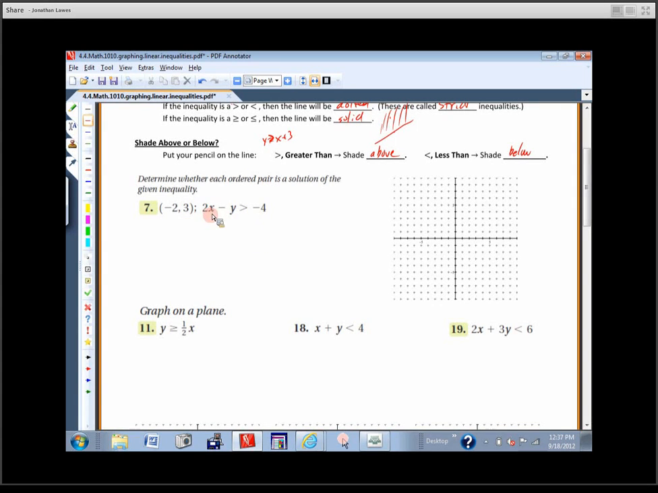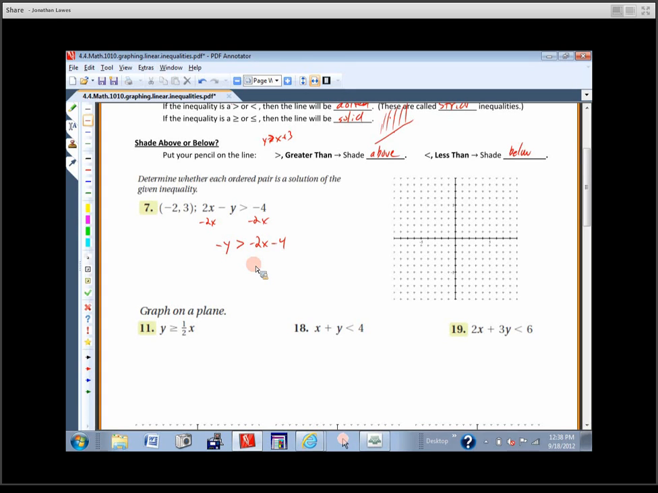So I'm going to take this, and there are a couple different ways that I could do this. If I move the 2x to the other side, I'm going to do that by subtracting 2x. So this is going to be minus y greater than, because remember, I didn't multiply or divide by a negative. So this would be negative 2x minus 4. Notice I'm putting this in descending order. I'm writing the x term first and then the constant on the end.